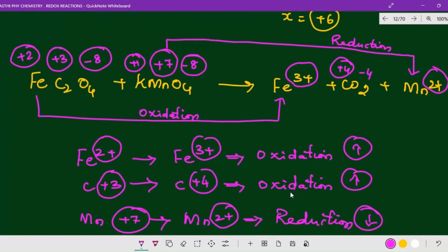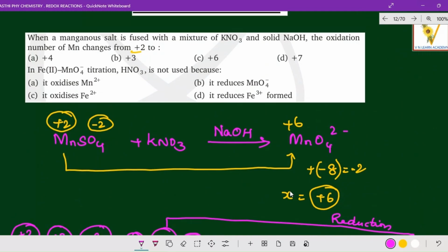Okay, now in this point: Mn reduces MnO4- or oxidizes Mn2+. Which is oxidized? Iron and carbon, both are oxidized, and which is reduced? Manganese only is reduced. So it reduces MnO4-. Now this one: oxidizes Fe2+ to Fe3+, so it means it has to be 3+. So this also will not be correct. Mn2+ oxidizes? Actually, it is +7 to +2, that means it is reduced, right? So option B is the correct one.